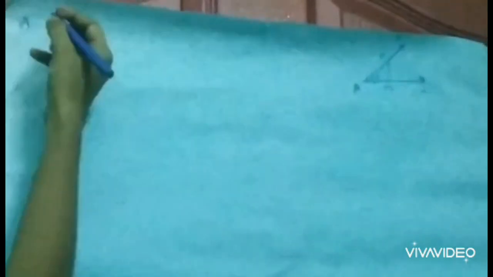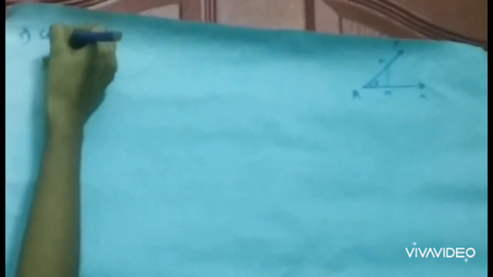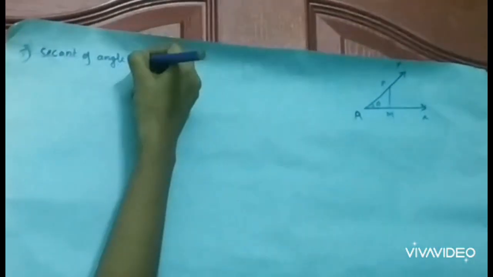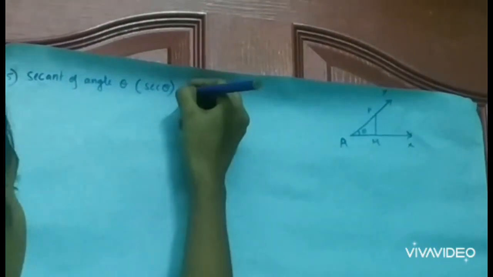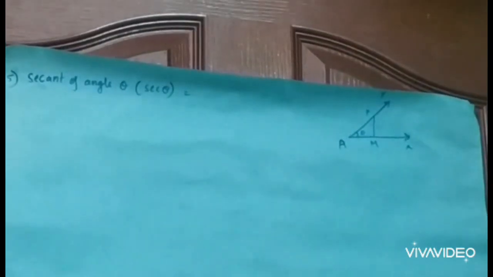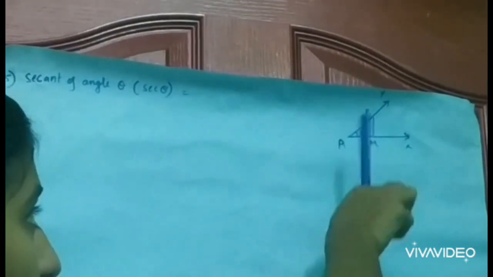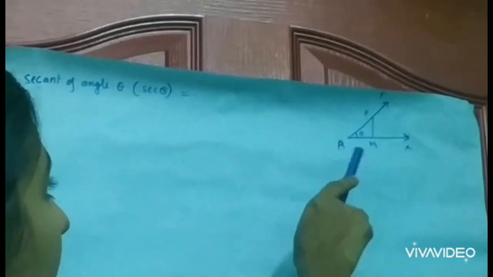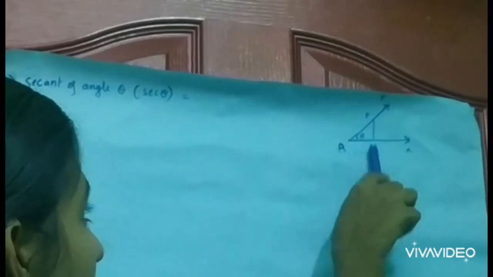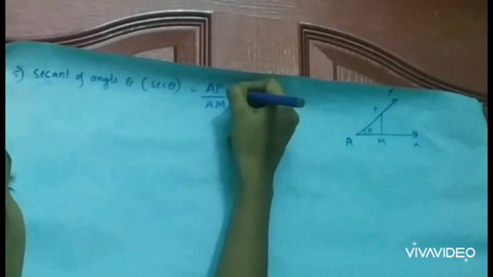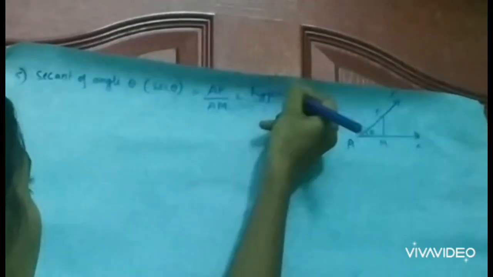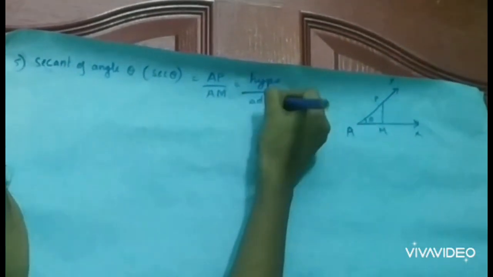Now, the fifth one, that is secant of angle theta, and it is represented as sec theta. And sec theta is the reciprocal of cos theta. We know that cos theta is adjacent side by hypotenuse, that is AM by PA. But here, sec theta being reciprocal of cos theta, it comes out as AP by AM. That is hypotenuse by adjacent side.